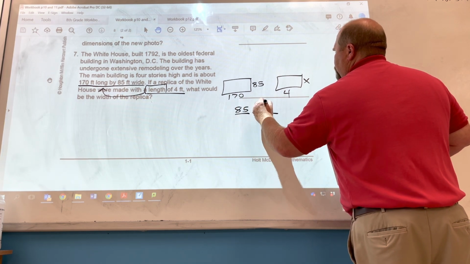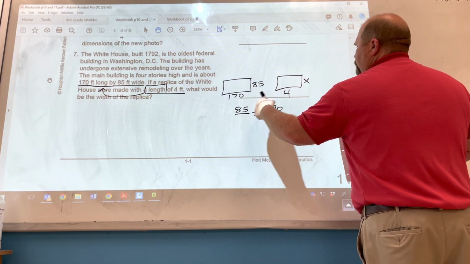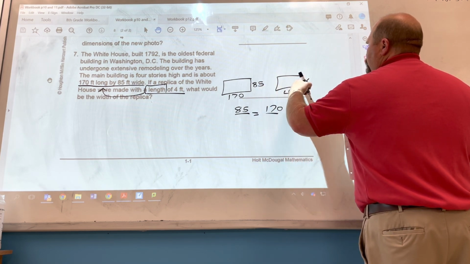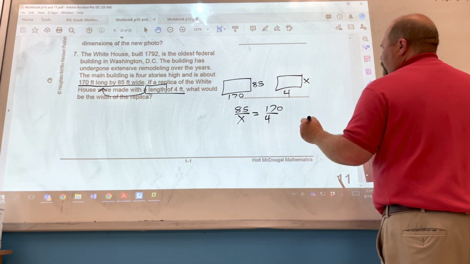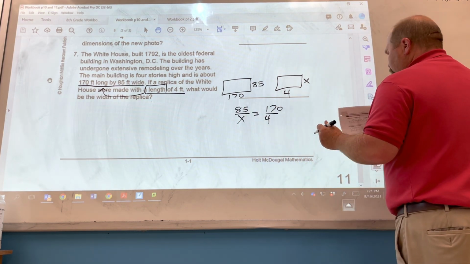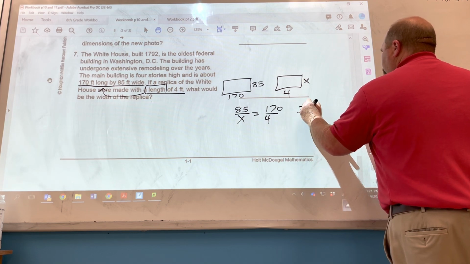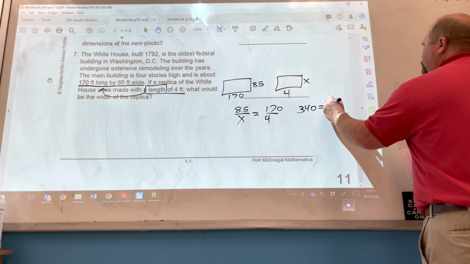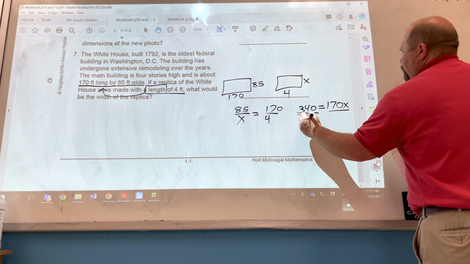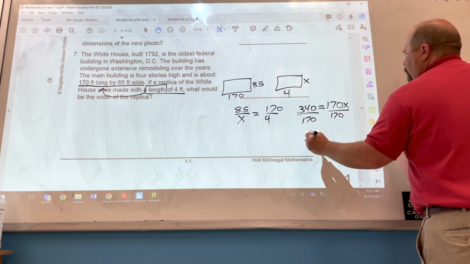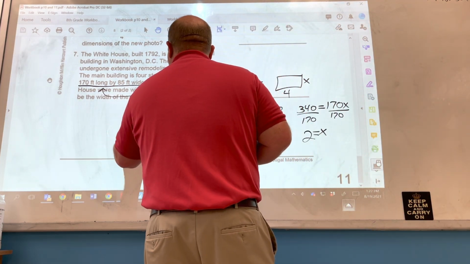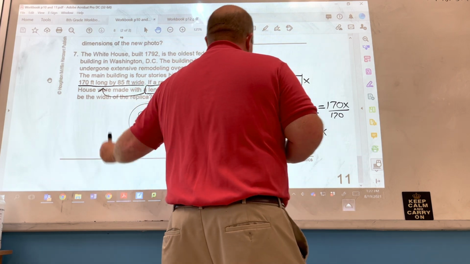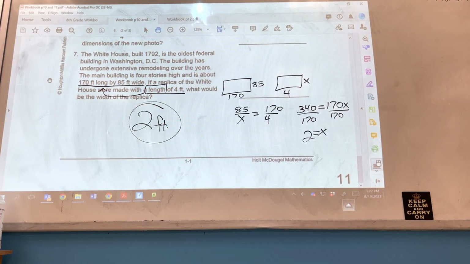So we're going to do our proportion. We'll use 85 and 170 up here. 85 and 170. And then 85 corresponds to x. 170 corresponds to 4. 85 times 4 is 340. 170x. Divide both sides by 170. We get 2 is equal to x. So the actual answer is 2 feet. 2 feet would be the final answer. All right, that's it for page 11.